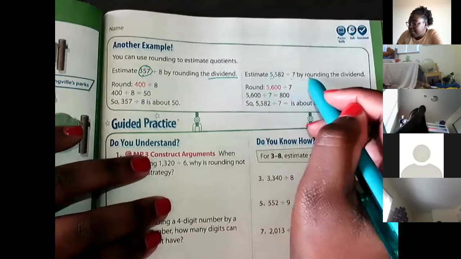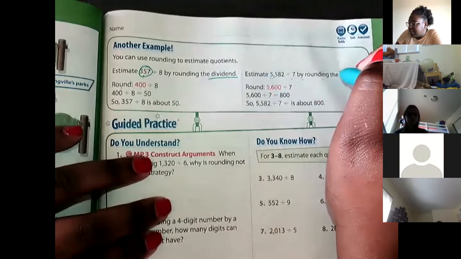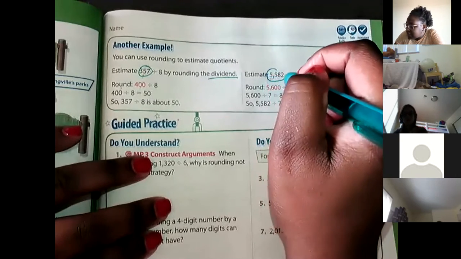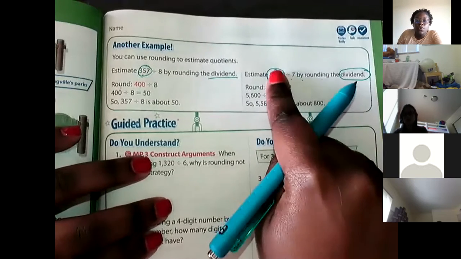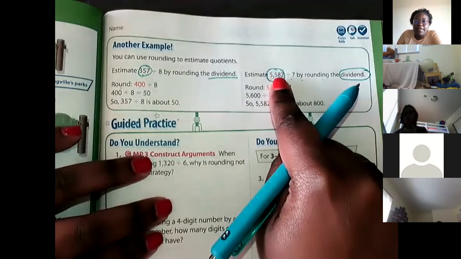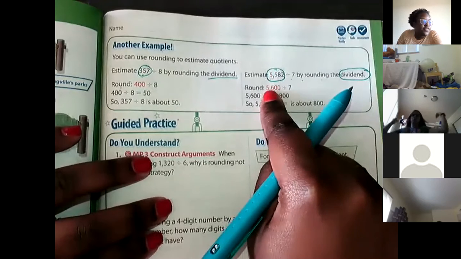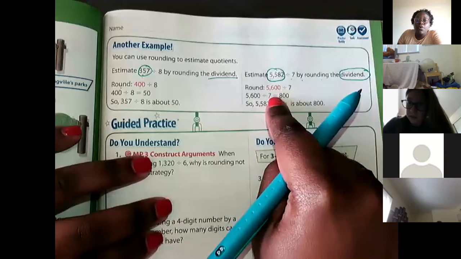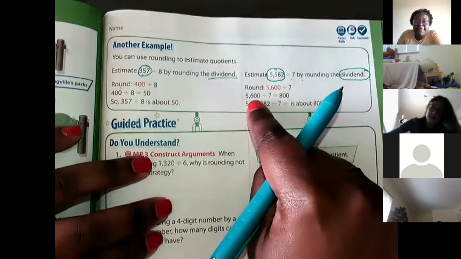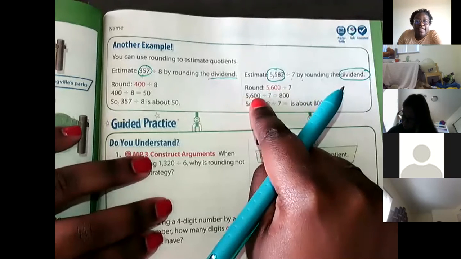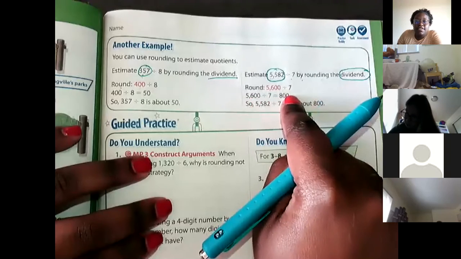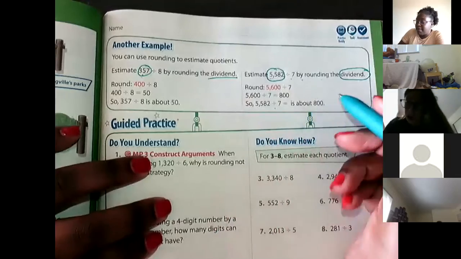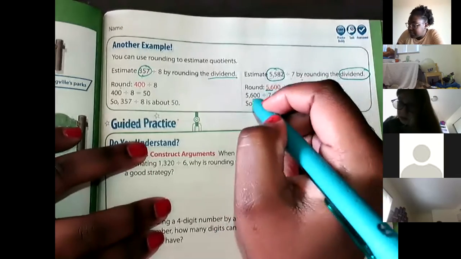Here again, estimate 5,582 divided by 7 by rounding the dividend, the number we are dividing. The number we are dividing is 5,582. So we rounded 5,582 to 5,600, okay, divided by 7. Because we know 7 times 8 gives me 56, all right? And all I have to do is add the 2 zeros at the end. So I get 800. So 5,582 divided by 7 is about 800. So just think of these basic multiplication facts.